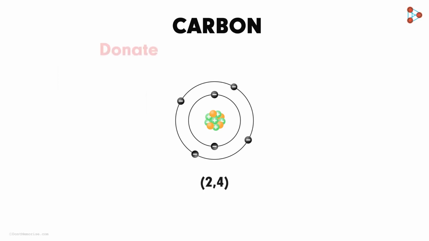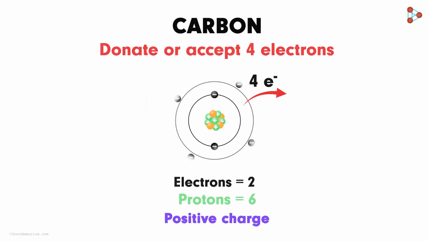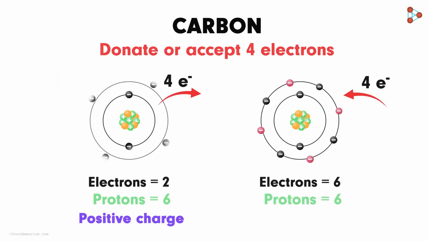That means it can either donate or accept 4 electrons to achieve stable state. However, it's not as easy as it seems. This is because donating the 4 electrons will mean that the atom is now left with only 2 electrons. But the number of protons still remain the same, right? That means the atom will gain positive charge and will still be unstable. Similarly, accepting 4 electrons will also lead to a situation where the carbon atom becomes negatively charged. Thus, both the situations would lead to instability of the carbon atom.